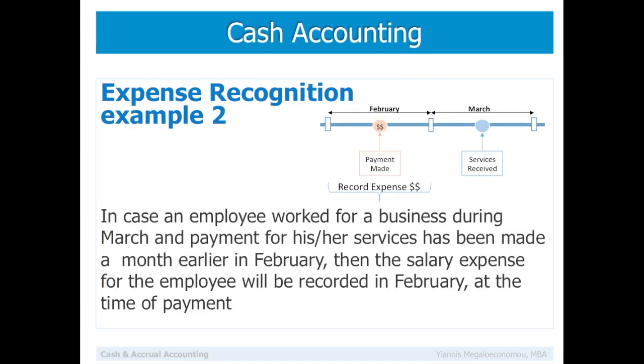Let's see another example. I have another scenario. Let's say we have an employee who worked for a business during the month of March. However, the employee received payment for these services a month earlier, in February. So, in other words, the employee received a prepayment from the business. We have here the month of March, which is when services were provided by the employee, and here we have the month of February, during which the employee was paid. So according to the cash accounting method, the salary expense for these services provided to the business will be recorded at the time that payment was made, which means in February. So the salary expense will be recorded during this month.